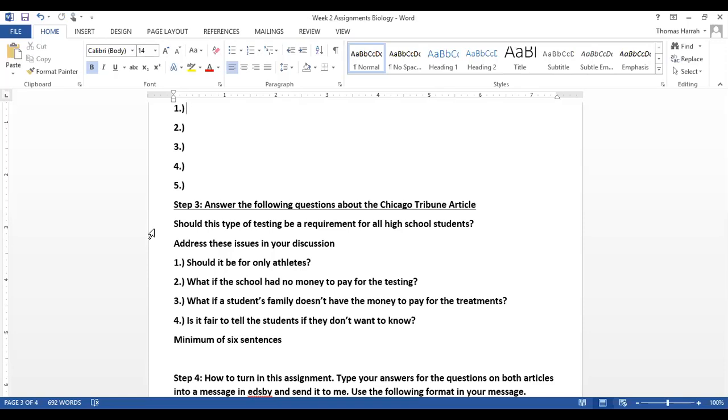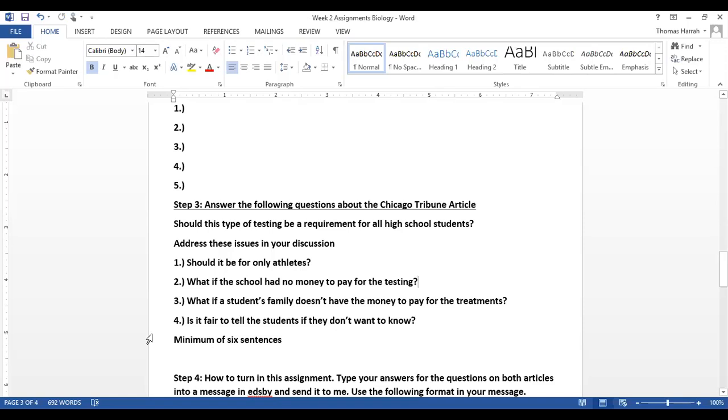Number 2, what if the school had no money to pay for the testing? So if the school requires that athletes or all students get tested, what if the school can't pay for the testing? What happens then? What should they do? Number 3, what if a student's family doesn't have the money to pay for the treatments? So a student gets tested, they find out they do have some sort of heart condition, but their family doesn't have the money to pay for the treatments. Is there any way to help them? What should be done at that point?